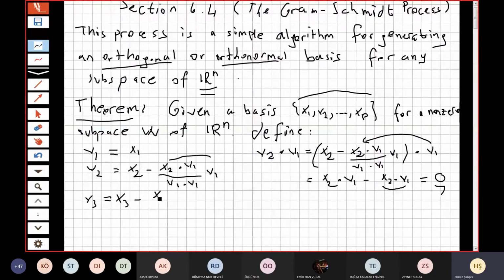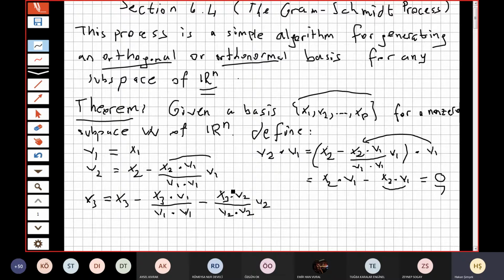So x3 minus x3 dot product v1 over v1 dot product v1 minus, because we generate the third vector v3, therefore we also take the orthogonal projection of x3 onto v2: x3 dot product v2 over v2 dot product v2. So this one is a scalar. Dot product over dot product is a scalar.